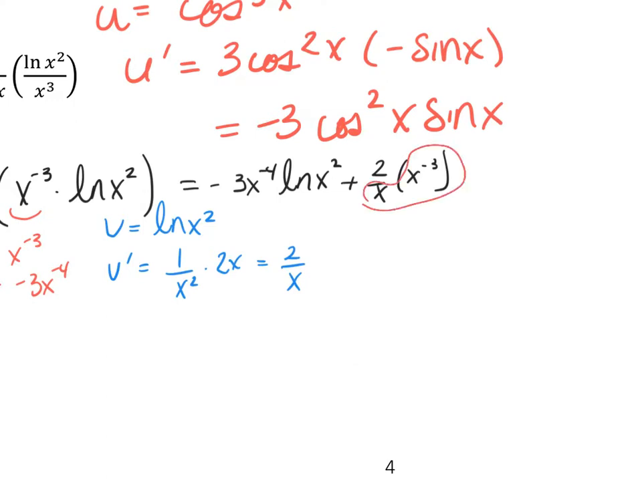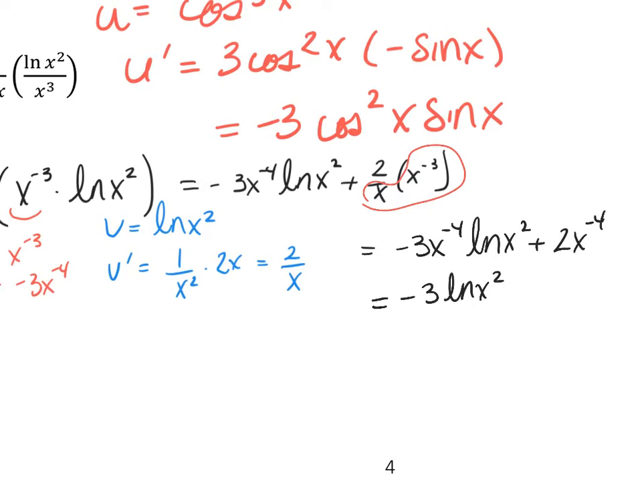You can't leave that. So this is equal to negative 3x to the negative 4 times the natural log of x squared, plus 2x to the negative 4. That's a totally good way to write it. Because they're both over x to the 4th, you can write it as negative 3 times the natural log of x squared, plus 2, all over x to the fourth. They're both over x to the fourth because they're both x raised to the negative 4.